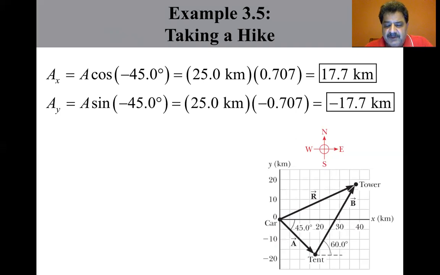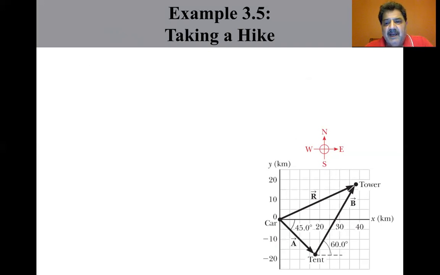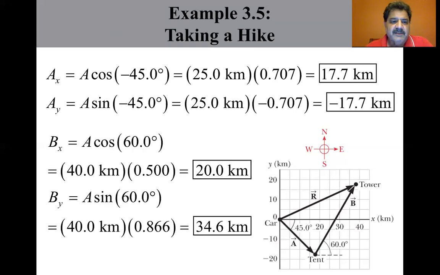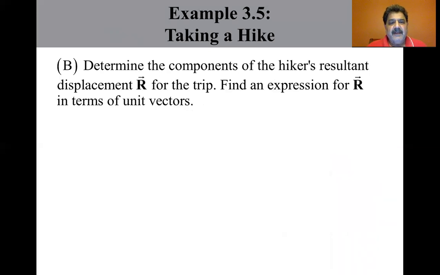Now we find the components of B, the second day hike. Oops, I went in the wrong direction. Sorry about that. BX equals, that should be B cosine theta, not A cosine theta. B cosine 60 degrees, you get 20 kilometers, and BY equals B sine 60 degrees, 34.6 kilometers. All right.